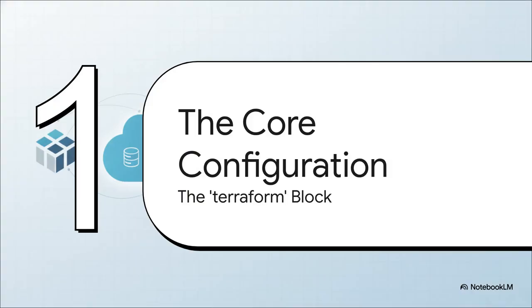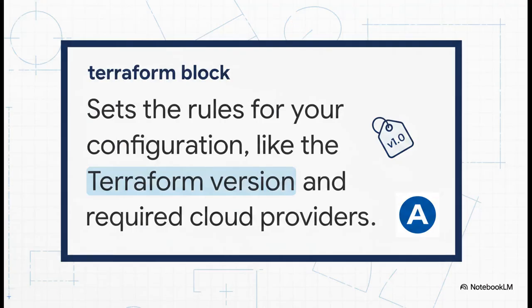So where do we start writing this blueprint? Well, every single Terraform configuration file begins with a foundational setup block. You can think of this as laying down the ground rules for the entire project before we even start building. And this is it, the Terraform block. Its job is pretty simple. It tells Terraform two critical things. First, what version of Terraform itself we need to run, and second, which cloud provider we're going to be talking to. In our case, that's going to be Azure.